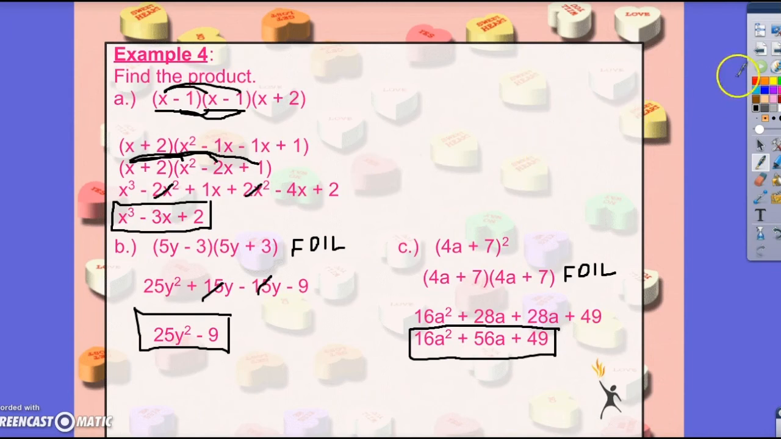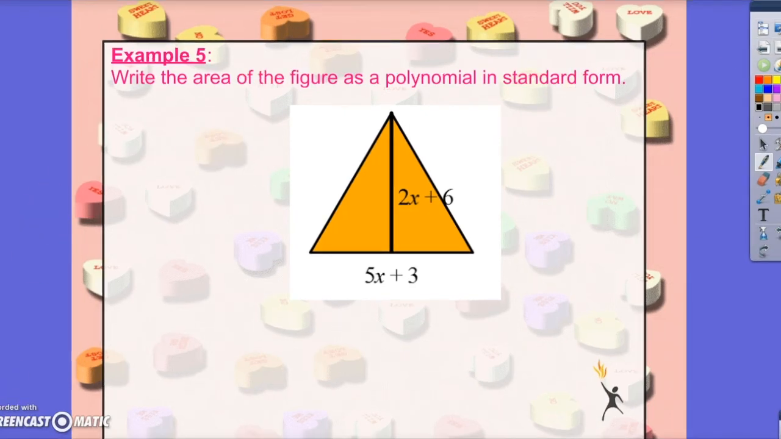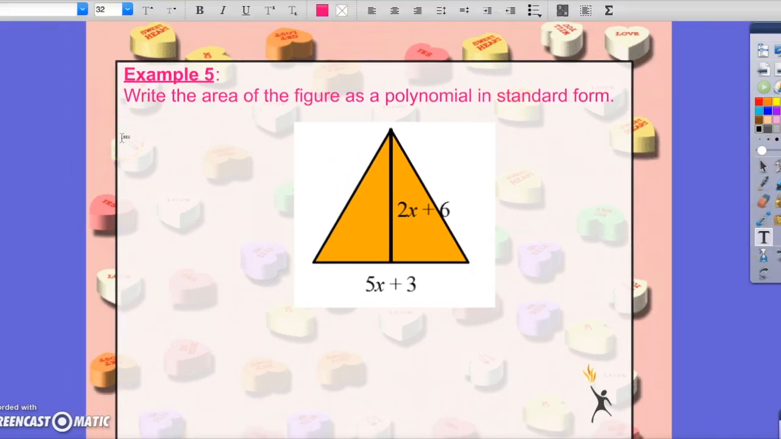Now the next and last example is an application of multiplying polynomials. Example 5 says write the area of the figure as a polynomial in standard form. So let's take a look at how we set this one up. Once again, for the last example, we want to write the area of the figure as a polynomial in standard form. Well, you see that we're talking about what? Area.